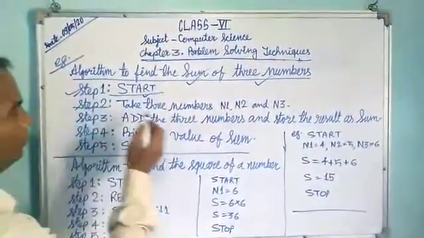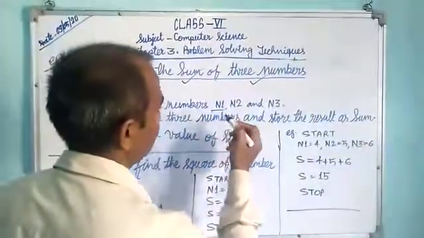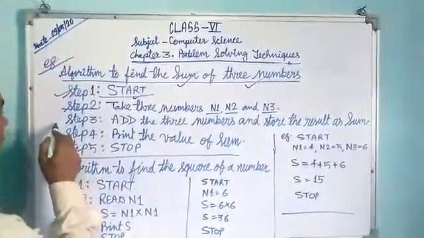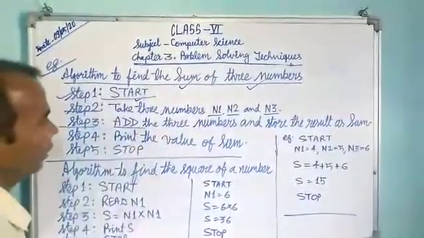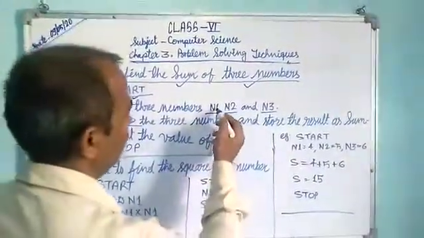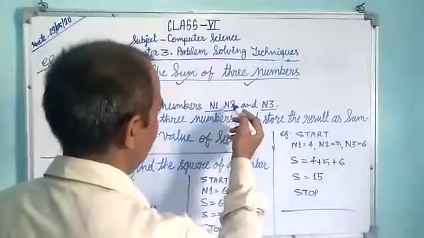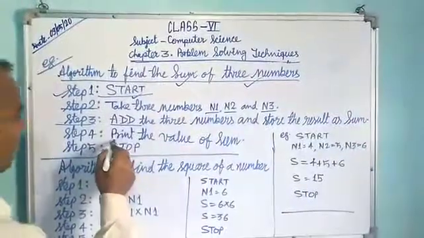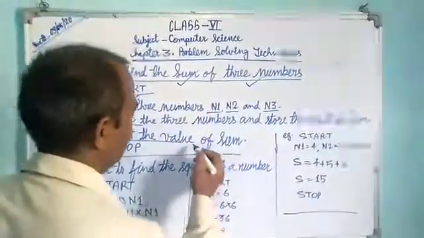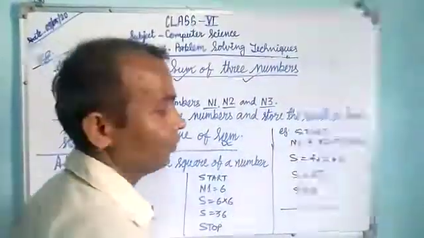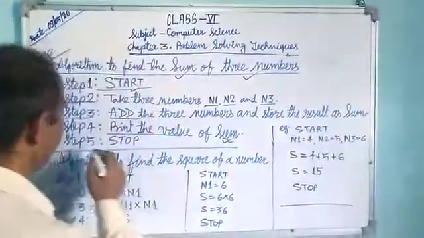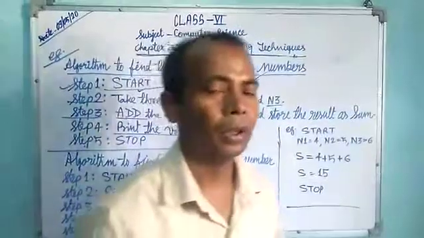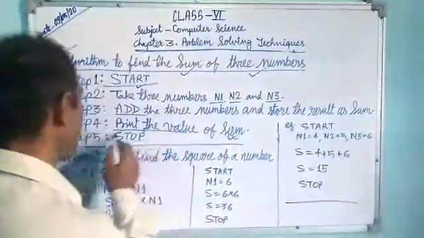Then the second step, we are taking the three numbers, that is n1, n2 and n3, and after that step 3 is add, and we have to add the numbers n1, n2 and n3. After that we have to give the print command for the value of sum, whatever result we find, and at last, whenever the program is going to complete, we have to write the stop.